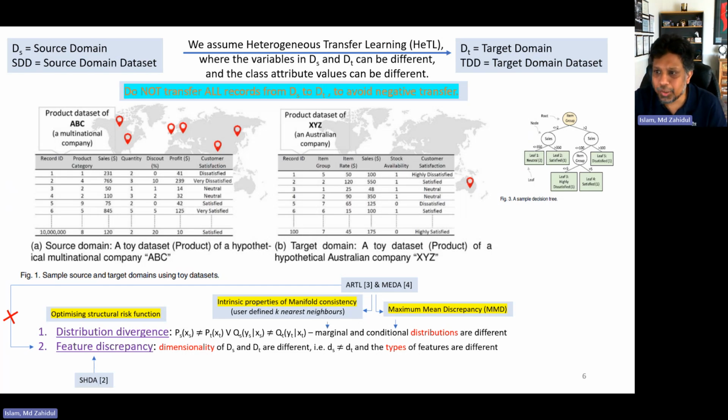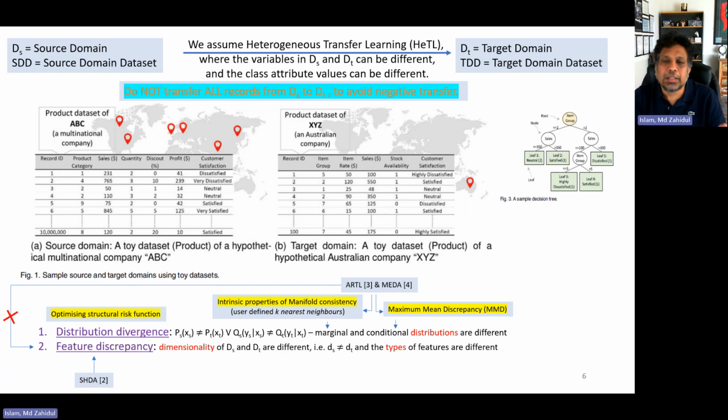Obviously, we will explain the technique in the next slide, but we use maximum mean discrepancy, MMD, to take care of marginal and conditional distribution. And then we also use manifold regularization, which generally takes care of the marginal distribution side, to maintain the manifold geometric properties of similar records before and after transfer. So similar records and their geometric properties should remain the same before and after transfer. And we also use another regularization called Ries regularization.